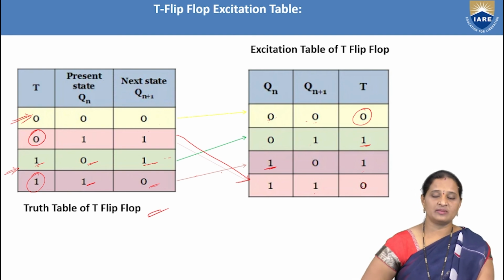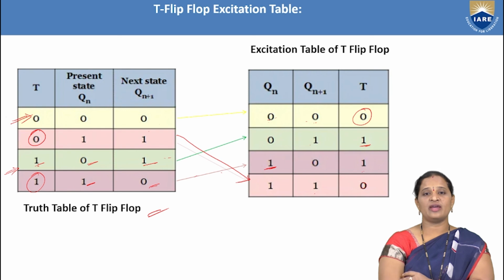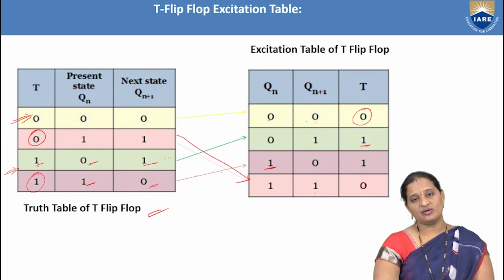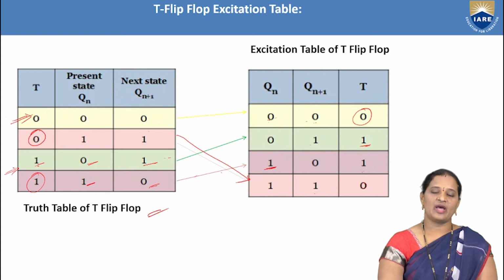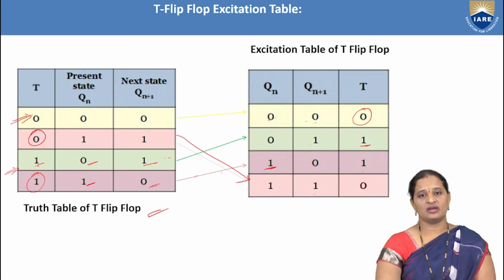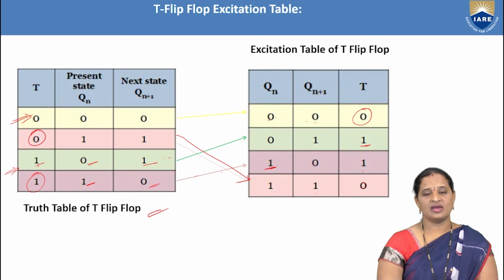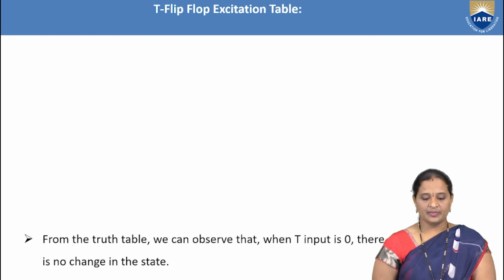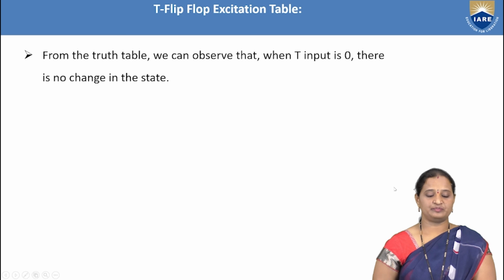That means what we can observe here is, in order to derive the excitation table, one should be familiar with the truth table. Otherwise, we cannot derive it, or else we must remember the excitation tables. So that is about the excitation table of T flip-flop.